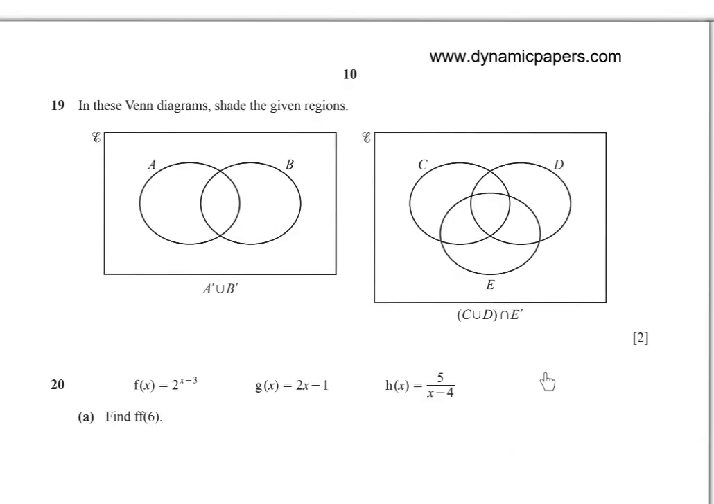Number 19, in this Venn diagram, shade the given region: not A union not B. Now we have a rule for that one. You can change it to not (A intersect B). So this means not the intersection. This is the intersection. So shade all except that part. Shade everything except the intersection, because this is not the intersection.